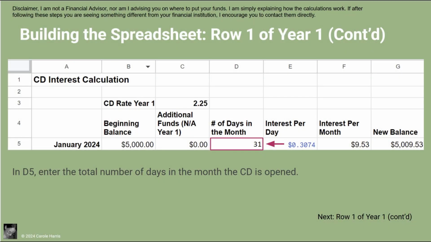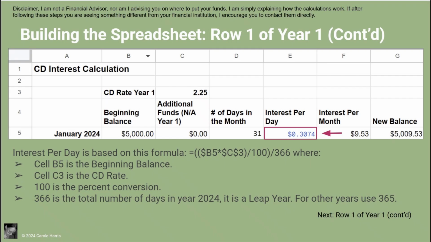In cell D5, enter the number of days in the month. In this case, January has 31 days. In cell E5, enter the formula included above. This formula takes the beginning balance times the CD rate divided by 100, and then divides that total by the total number of days in the year. Note 2024 is a leap year, so there are 366 days.